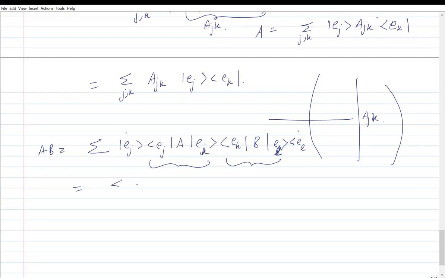So I'll have JKL, essentially JKL, I'll have e_j, e_l, that's essentially my matrix multiplication.